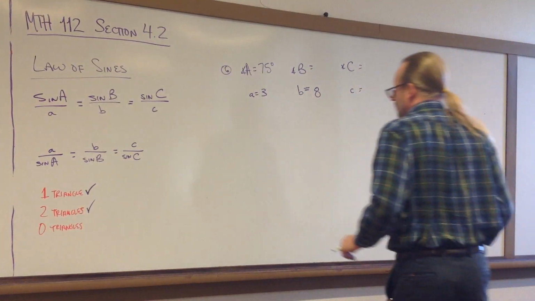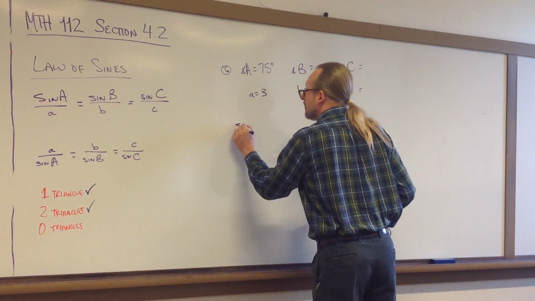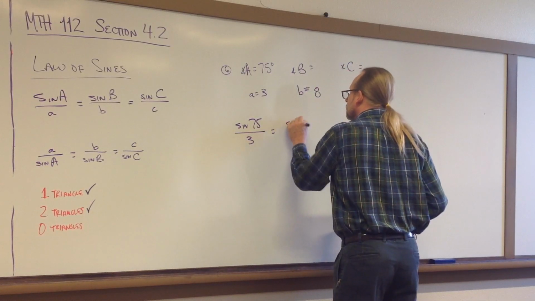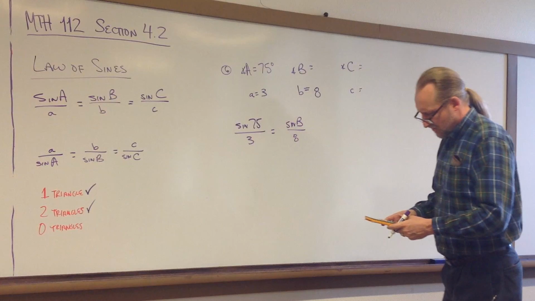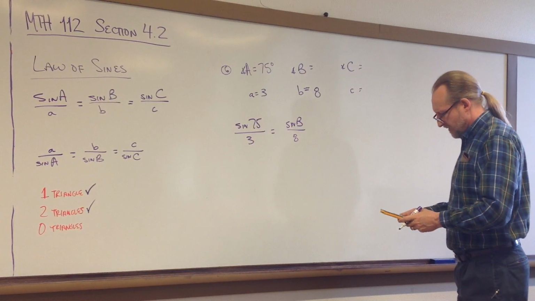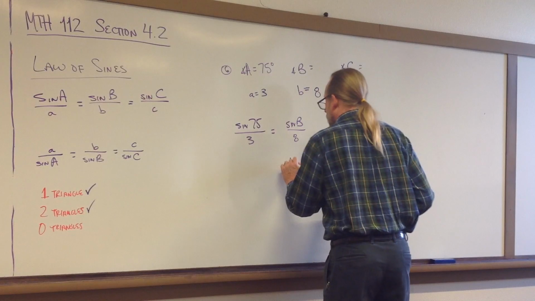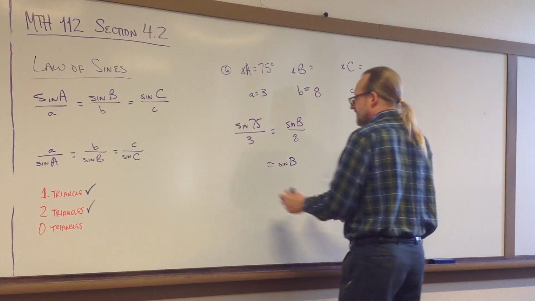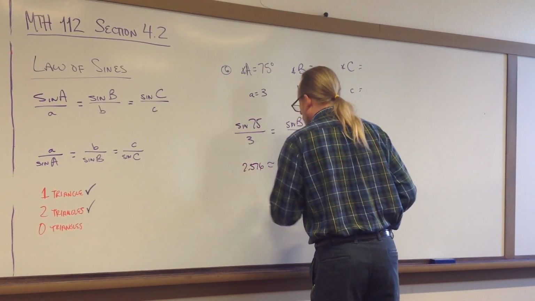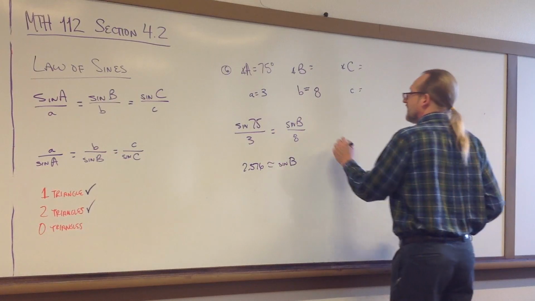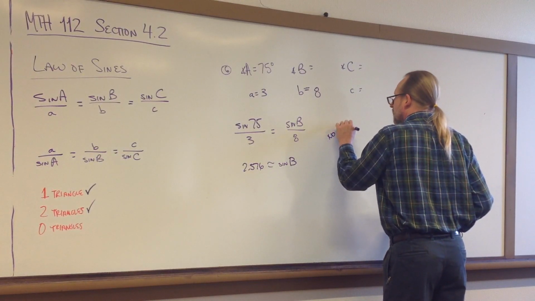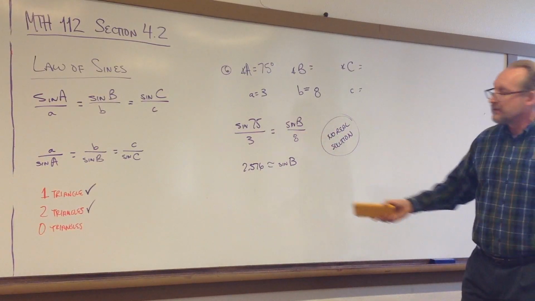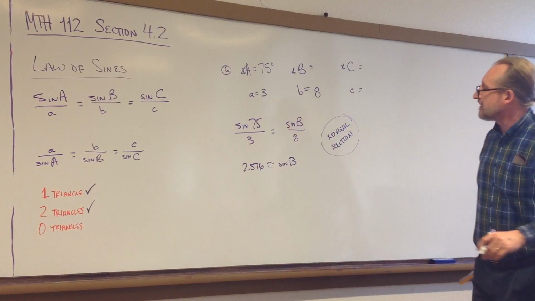All right, so let's see here. We want to find angle B. So we want to do the sine of 75 over 3 equals sine B over 8. So sine of 75 divided by 3 multiplied by 8 tells us that the sine of B is 2.576. No good. No triangles. Okay? No real solution. There's no real valued angle that has a sine of 2.576.